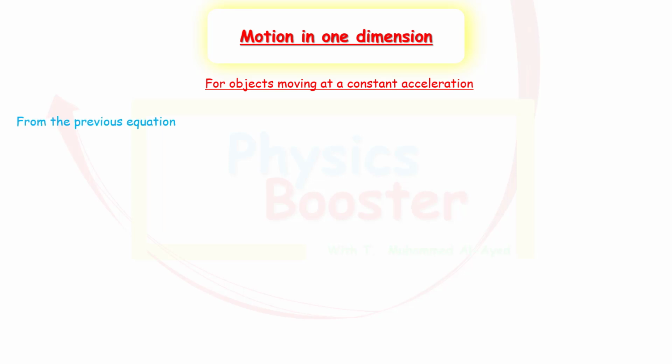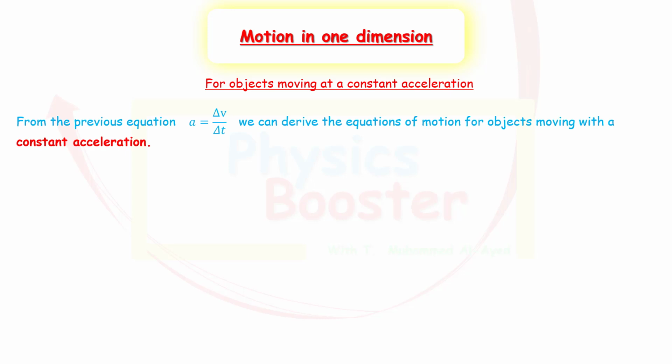So, if an object is moving with a constant acceleration, we already introduced an equation that says that the acceleration is the change of velocity divided by the change of time. And from that we can derive some equations which are famous as the equations of motion. Now, remember one more time that these equations are used when we have a constant acceleration.